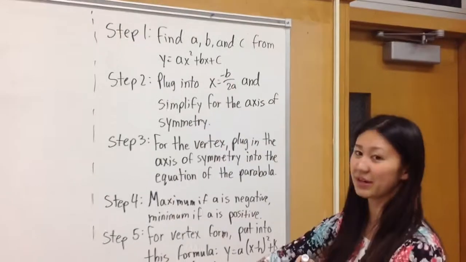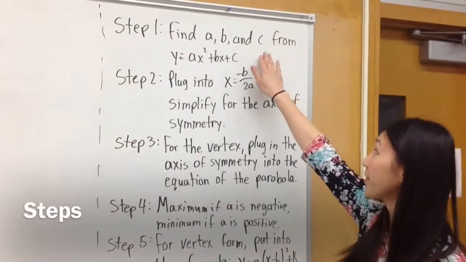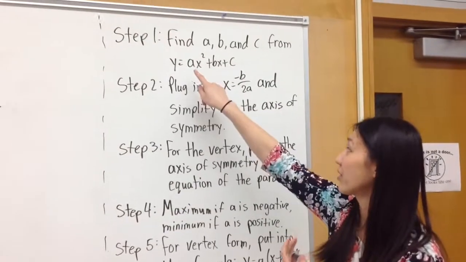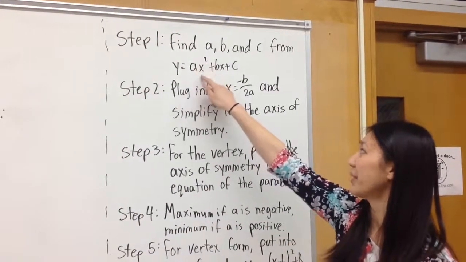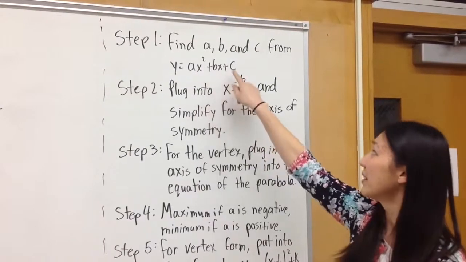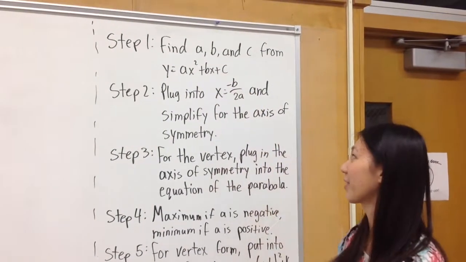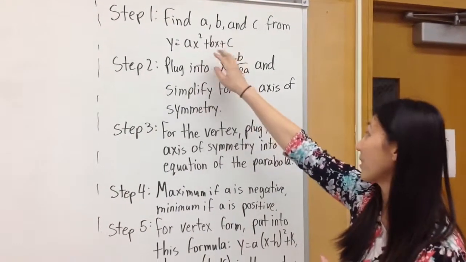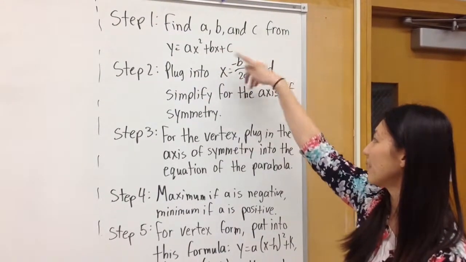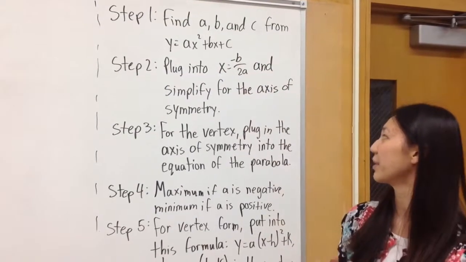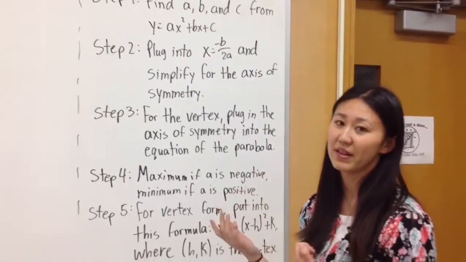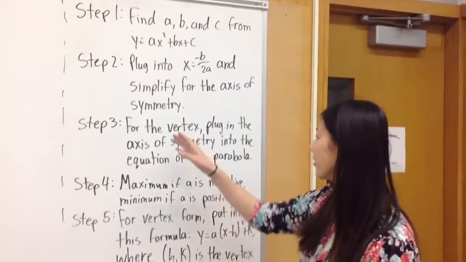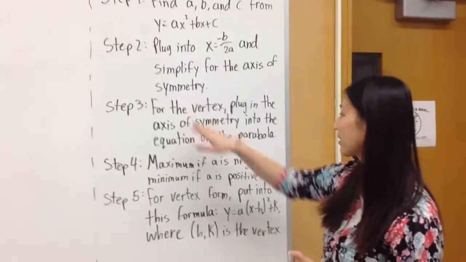So these are the steps that we're going to be going through. The first thing is we're going to find A, B, and C. A general equation will look like this. So the A is multiplying the x squared, the B is multiplying the x, and the C is just the number that's hanging out there. Second, you're going to plug A and B in, at least, into this equation right here, x equals negative b over 2a, and you're going to simplify that, and that's to get the axis of symmetry.